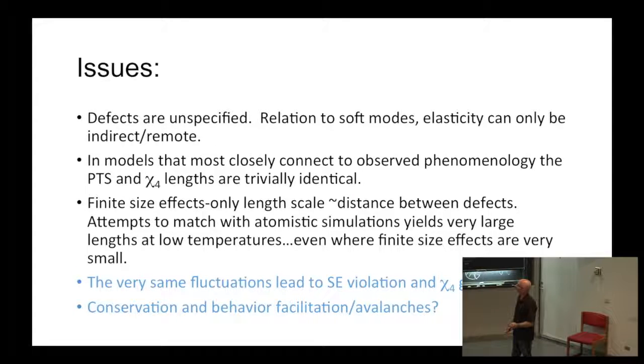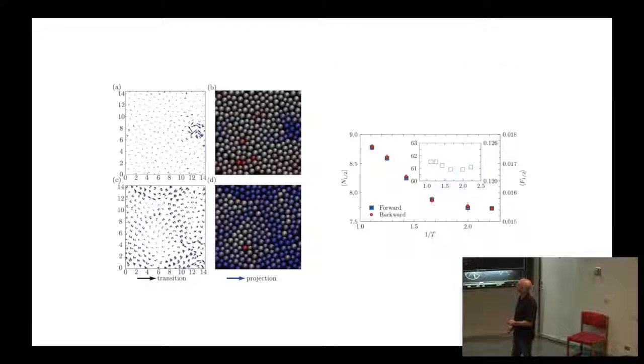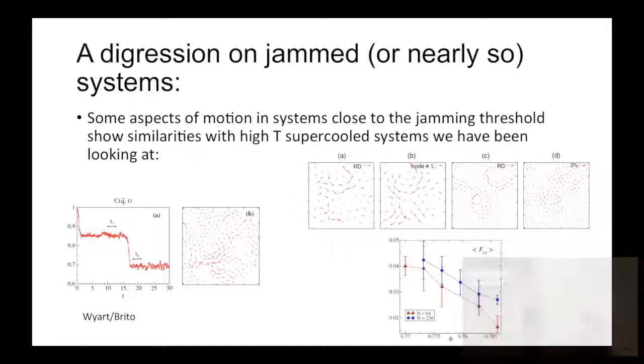So what I briefly skirted over, and I'll still be brief because I wanted to get to it when we were talking about avalanche motion, is that one can see some aspects of the same things in systems near the jamming threshold.